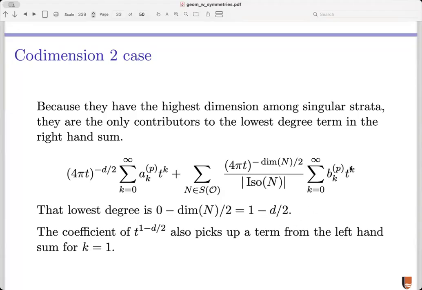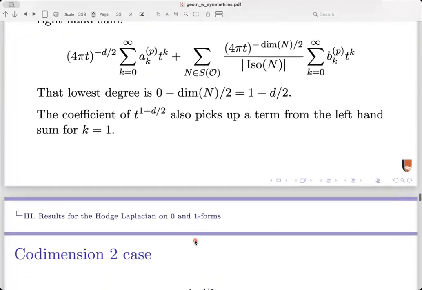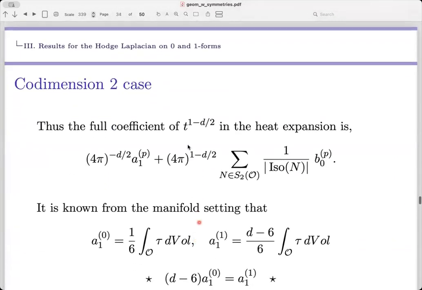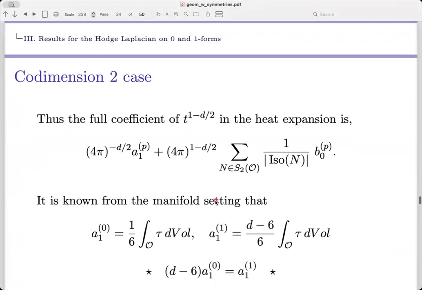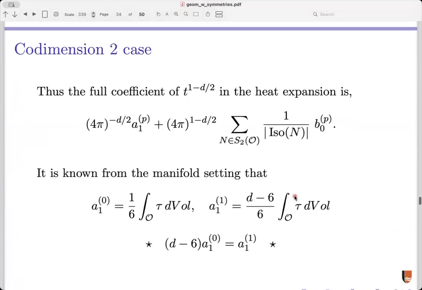So if you take t to the 1 minus d over 2 over here, what is the t to the 1 minus d over 2 contribution over here? This is easier to see if you take t to the first here, then you have your minus d over 2 here. So it's just going to be an a sub 1 heat invariant contributing from this side. So in summary, the full coefficient of t to the 1 minus d over 2 in the heat expansion has this form. This is the thing that the spectrum gives us. So if we know the spectrum of our object, we can pick up this expression right here.